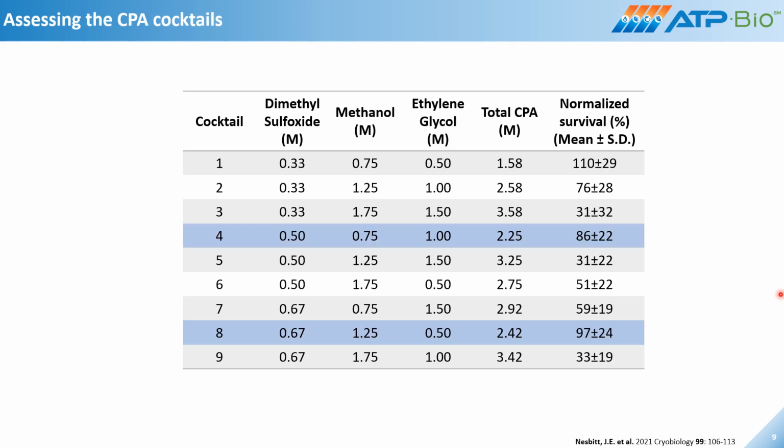Now, the same experiments that were done on individual CPA solutions are repeated for CPA cocktails for survival analysis. The larvae were again exposed for 1 hour to each CPA cocktail, and then the survival was quantified. As you can see, the LD50 was found to be 3 molar, which is indeed higher than the LD50 values of individual CPAs. You can also see that 2 optimum CPAs were identified, which gave optimum survival.